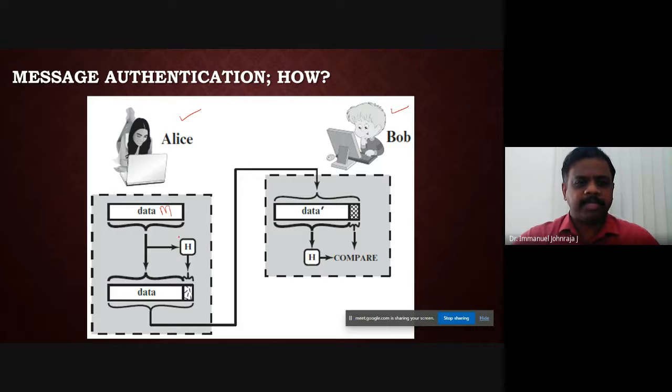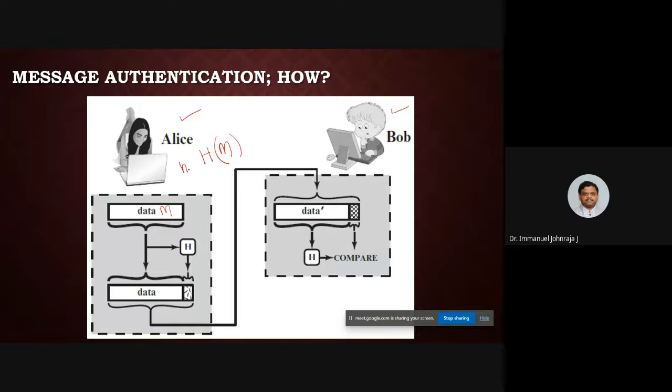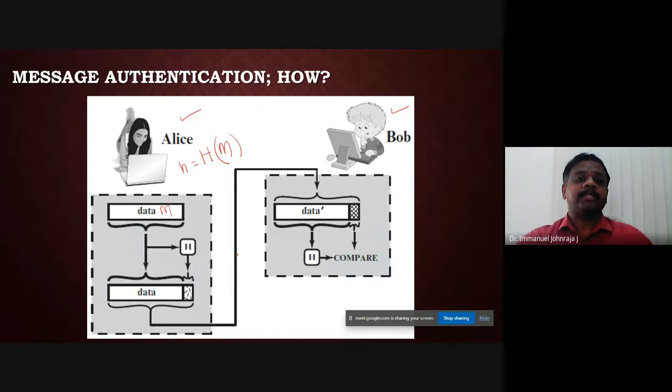She takes the message and applies a hash function to it. Let this be H. So H is calculated by applying the hash function to the message. That's what is happening here. That small h is appended to the data. So you have your original message M, and M and H are appended.